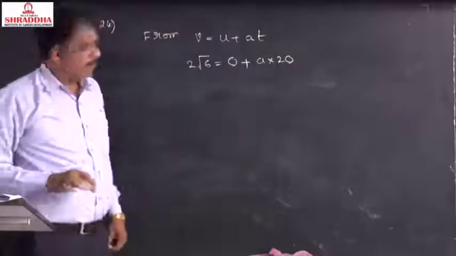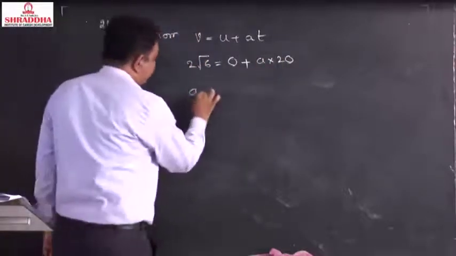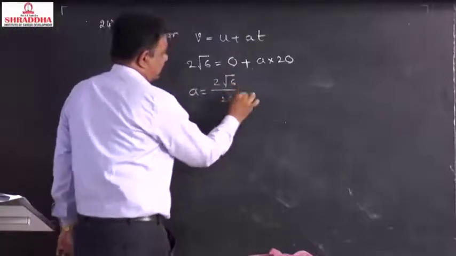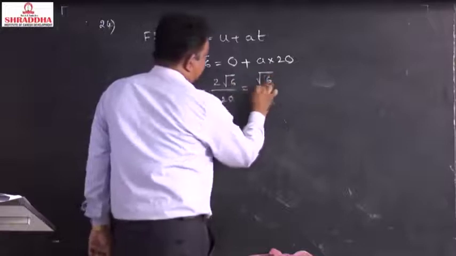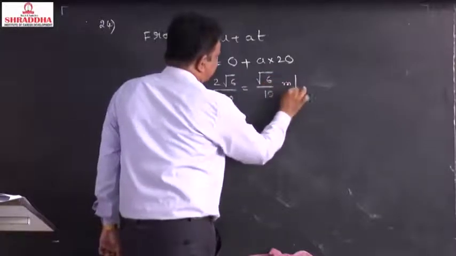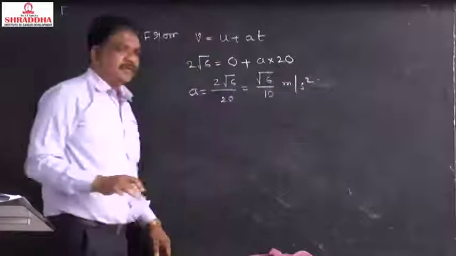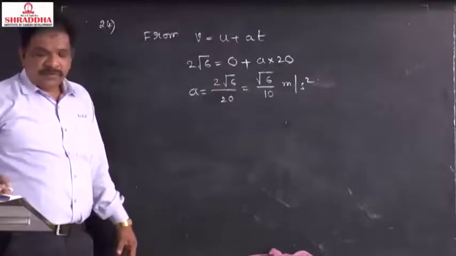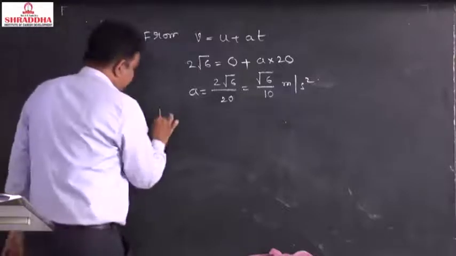So A is equal to 2 root 6 by 20. This is root 6 by 10 meter per second square. That is the A value.